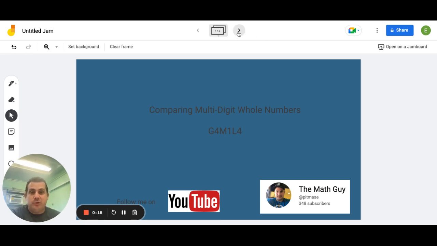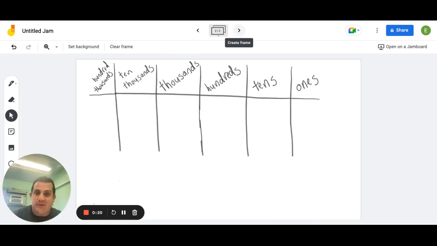We are going to start with our place value chart. It is crucial that you set up your place value chart and label all of your place values, starting from your ones, and here I'm going to my hundred thousands place.